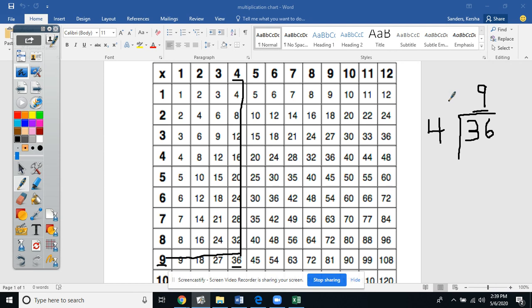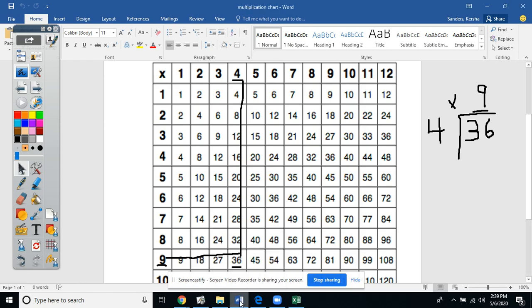Does 4 times 9 equal 36? Okay, 4 times 9. It does, according to our multiplication chart, it sure does.